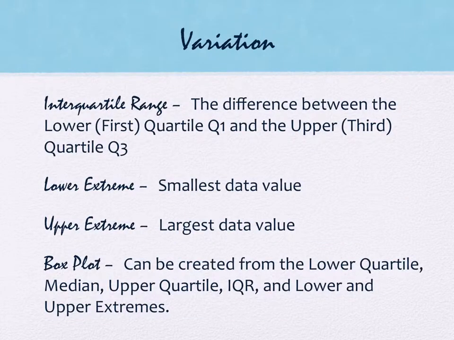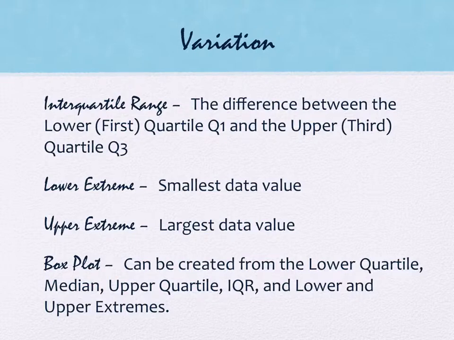The interquartile range then, like range before, is the difference in two values. It's the difference in the first quartile Q1 and the third quartile Q3. So if we subtract Q3 minus Q1, we find the IQR, or the interquartile range. Two other pieces of information that we're going to use are called the lower extreme and the upper extreme. All these are is the largest and smallest data value in your set. Lower extreme is the smallest value, upper extreme is the largest value.